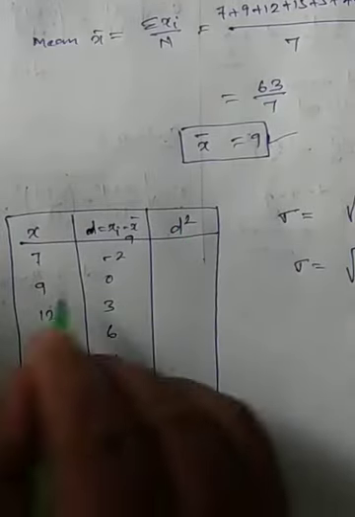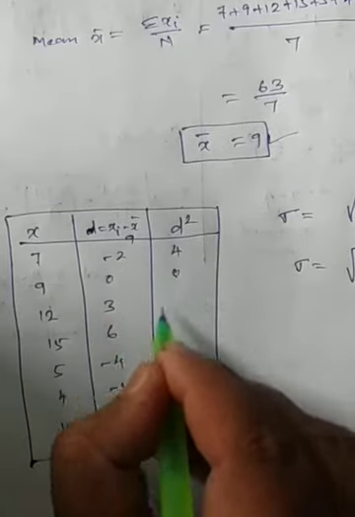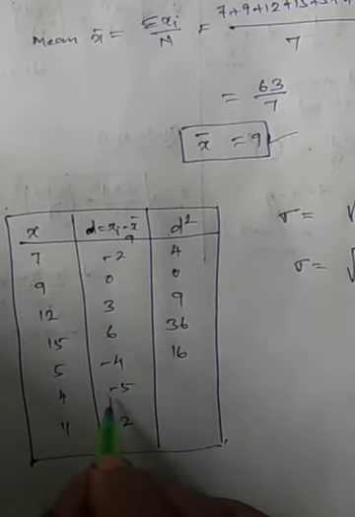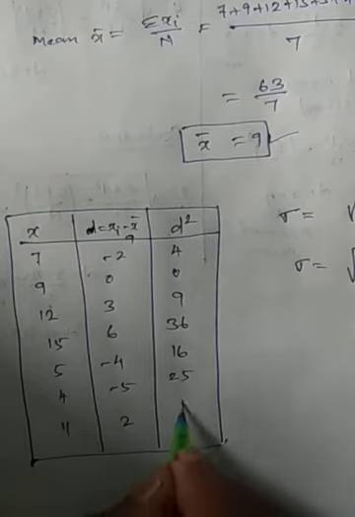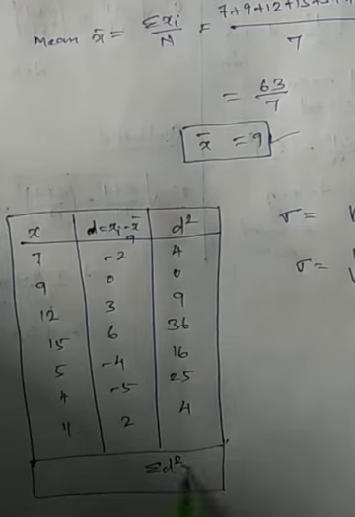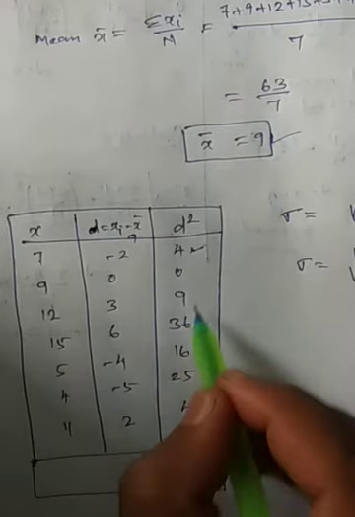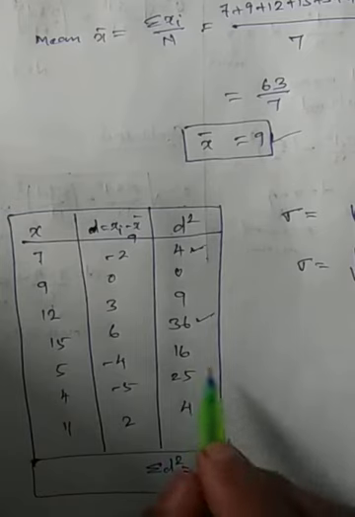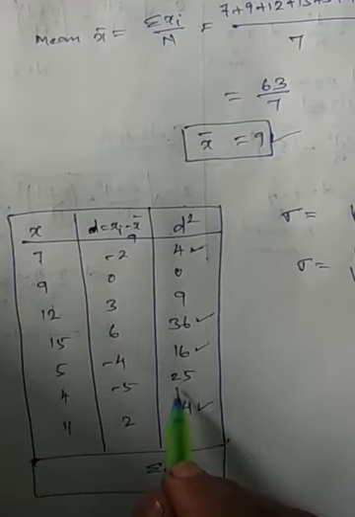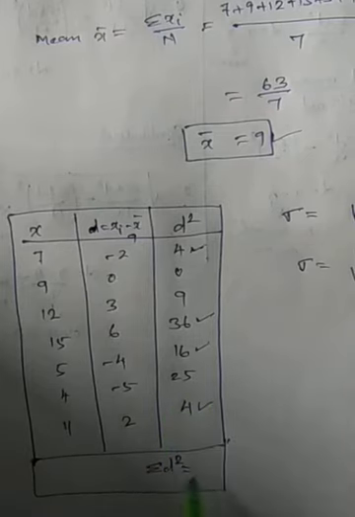After that, we need to compute d square. Square it: minus into minus is plus, 2 2s are 4, 0, 3 3s are 9, 6 6s are 36, 4 4s are 16, 5 5s are 25, 4 4s are 16. Now sigma d square, we need to add again. 4 plus 36 is 40, 16 plus 4 is 20, 40 plus 20 is 60, 60 plus 25 is 85, 85 plus 9 is 94.